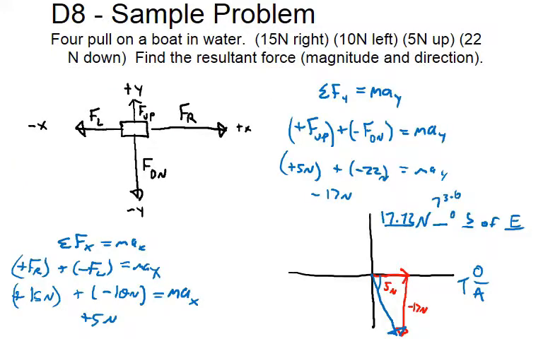Okay, so you should have gotten 17.73 newtons at 73.6 degrees south of east. And the angle we can find using inverse tangent, opposite 17 newtons over the adjacent.